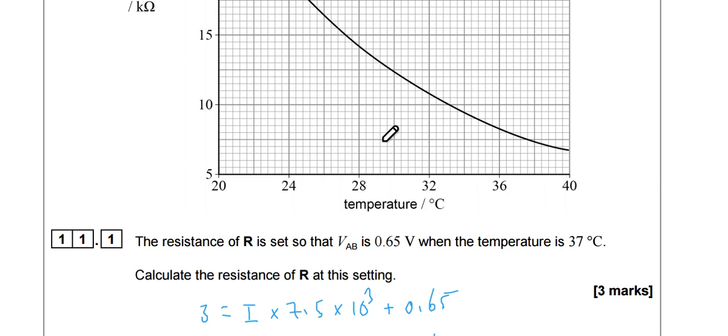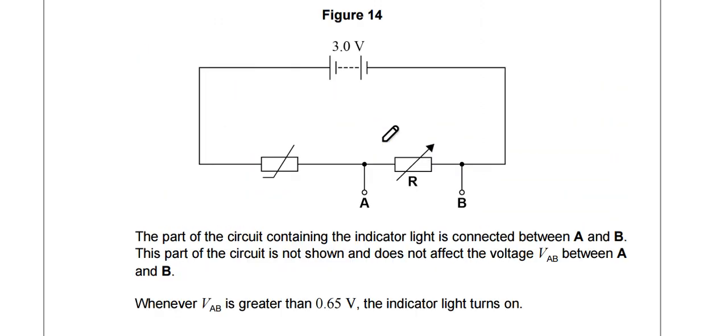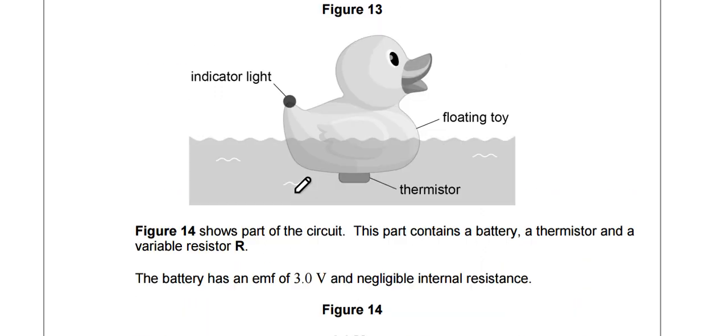Okay, so we have here a thermistor, and this thermistor is connected to a variable resistor that is connected to some light here, and when the temperature reaches some value, the light in the duck toy lights up, okay, to inform the child that the temperature of the water is now good for him to have a shower.